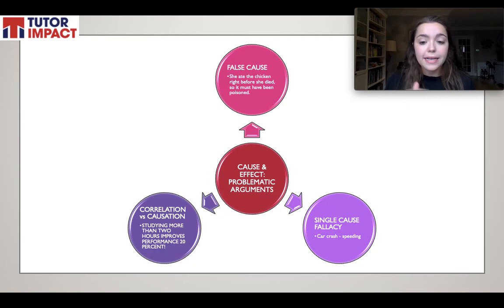The next one we're going to talk about is the single cause fallacy. So it's similar. Fallacy is something that's false, and this is quite similar to the false cause argument.